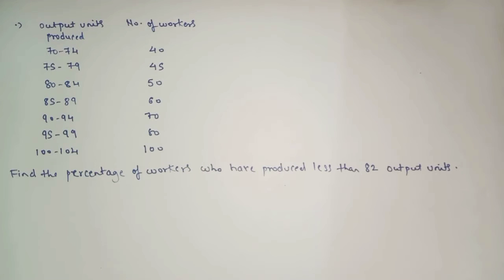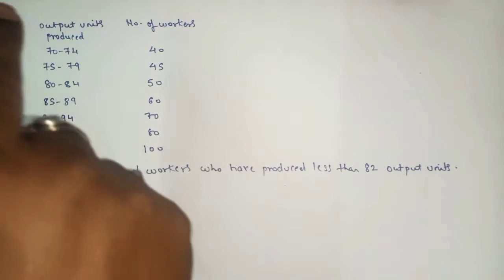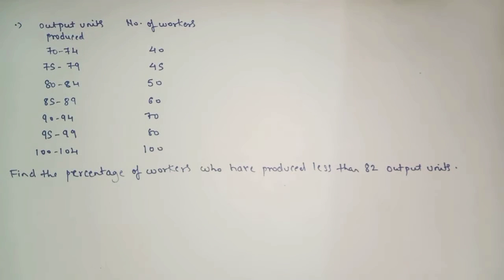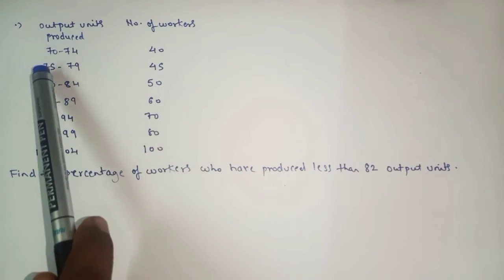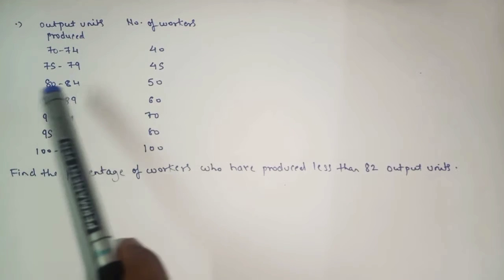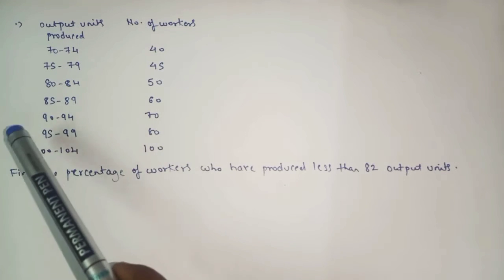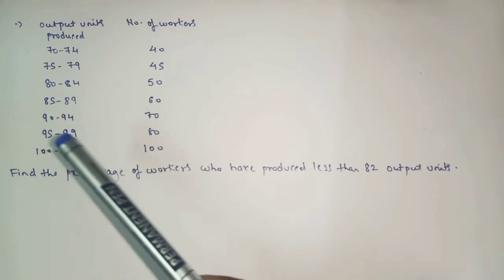As I told in the last lecture, your second exercise is based on deciles and percentiles, and we know how to create the formulas for deciles or percentiles for type number 3, whether we have to find D6, D8, P15, P85, P25, yes or no? Now here we have one sum in front of us. Output units produced: 70 to 74, 75 to 79, 80 to 84, 85 to 89, 90 to 94, 95 to 99, and the last one is 100 to 104.